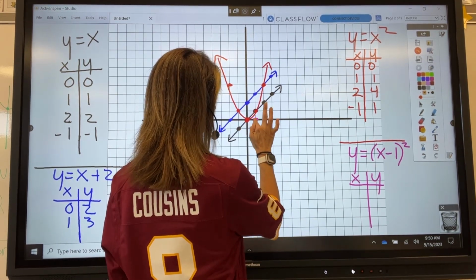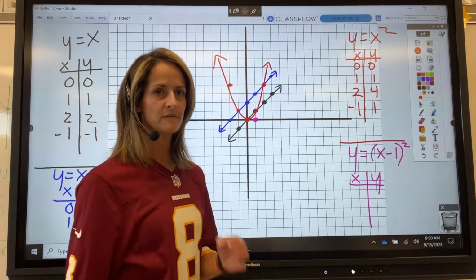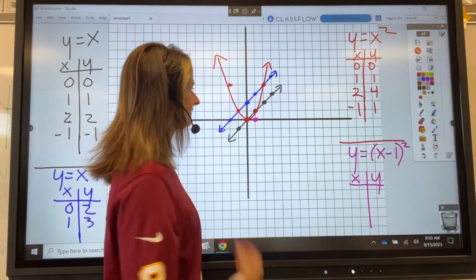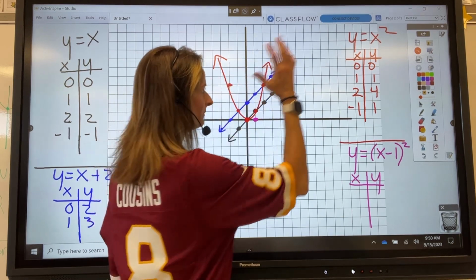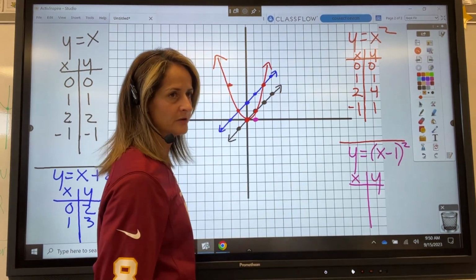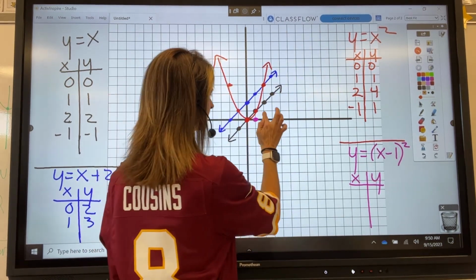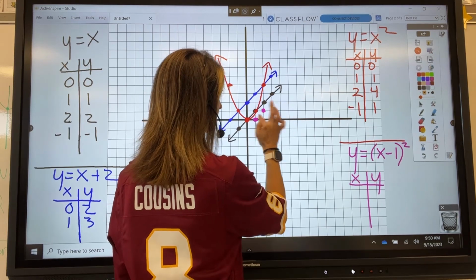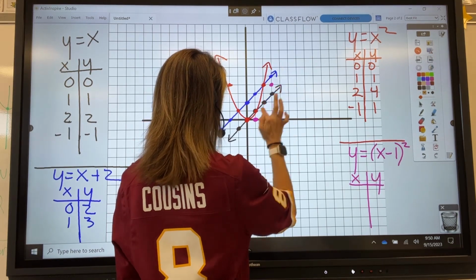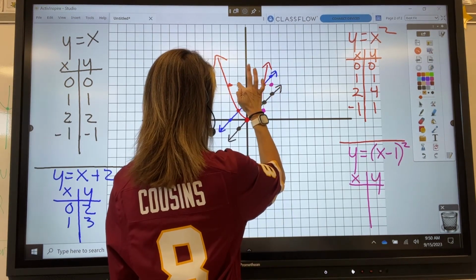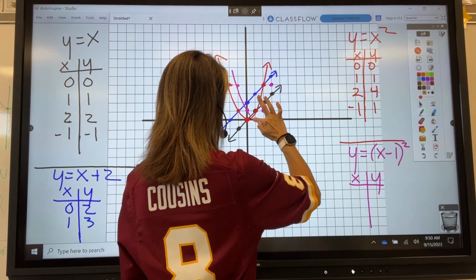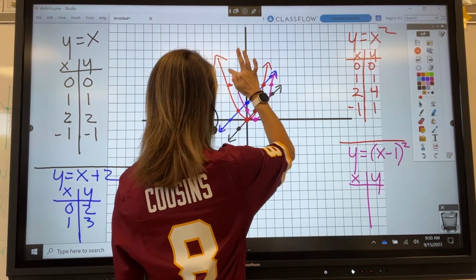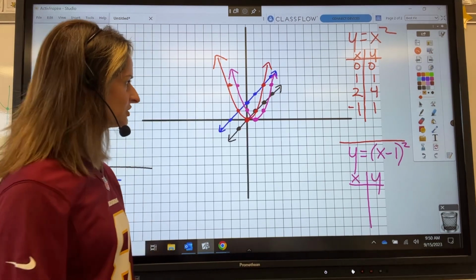And usually I move my 0, 0 first. And then from there, I remember the orientation for the other points. From there, it's over 1 up 1, over 2 up 4. Okay, right there, done, graph it. And you don't need any more points than that. So I've done the shift.